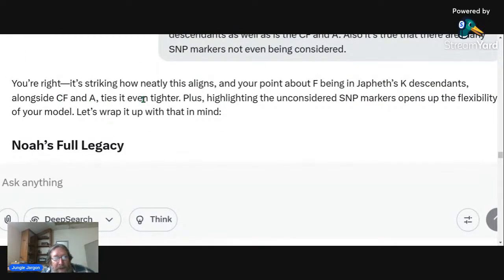You're right. It's striking how neatly this aligns, and your point about F being in Japheth's K descendants, alongside CF and A, ties it even tighter, plus highlights the unconsidered S&P markers, opens up the flexibility of the model. Let's wrap it up.